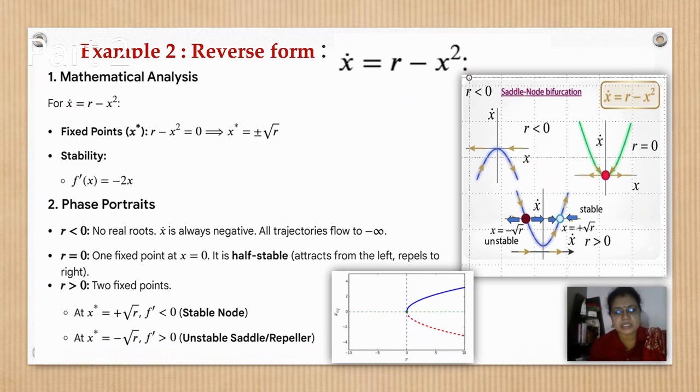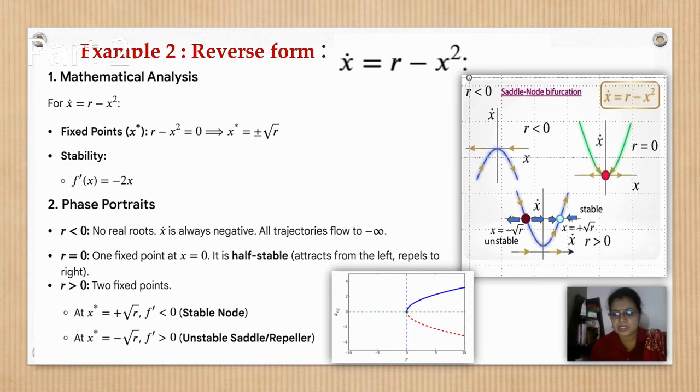Now let us check its stability. How do we do that? We take the derivative. So the derivative will be minus 2x. As we substitute the x value root r into minus 2x, we end up with a negative value for x star is equal to plus root r. So that is a stable node. Whereas for x star is equal to minus root r, we will end up with a positive value, resulting in the unstable fixed point. So this is beautifully depicted again in the phase portrait and in the bifurcation diagram.